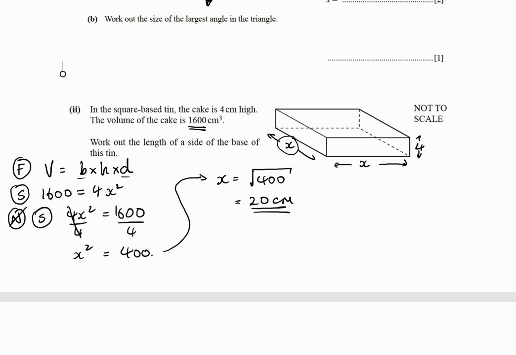Remember that square roots can have negative answers as well. We could also say minus 20 here, but in this problem that doesn't make any sense because it's supposed to be the length of something. So our final answer is 20 centimeters.